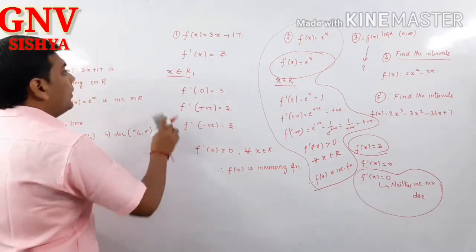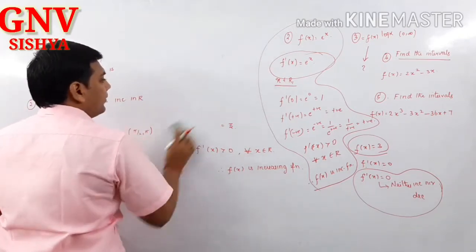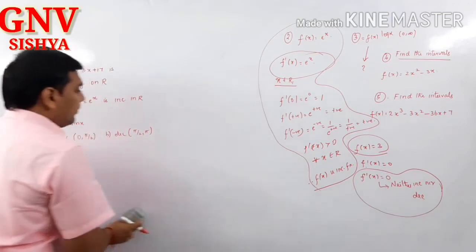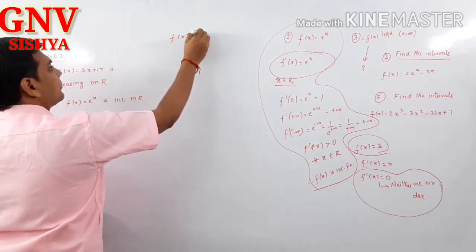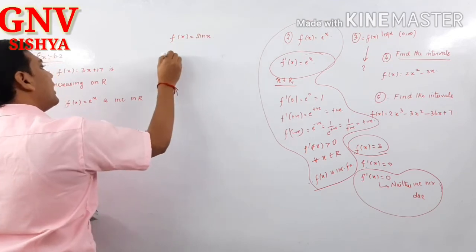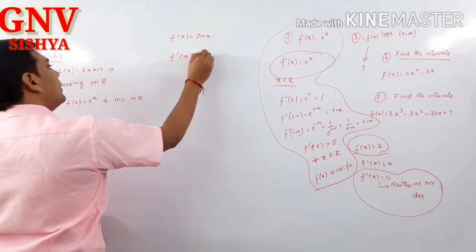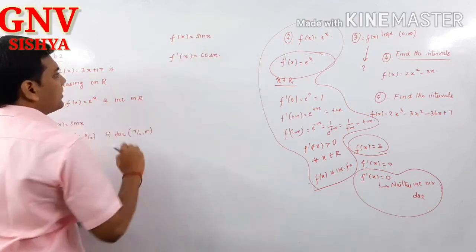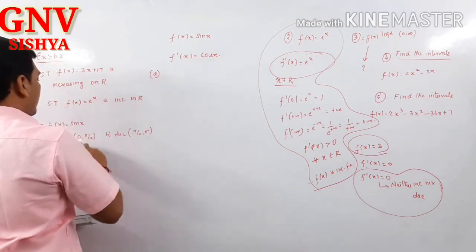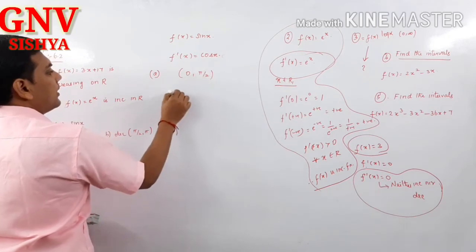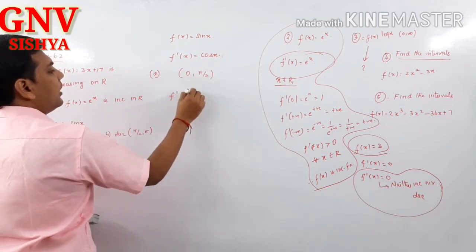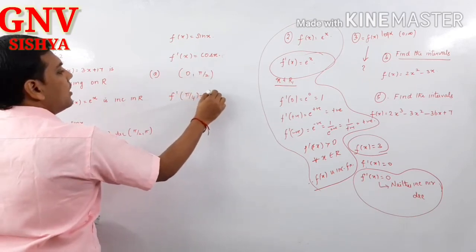Now let me go with question number 3. Question number 3 is very simple already. f of x they have given as sin x. Correct? What is f dash of x? f dash of x is equal to cos x, the differentiation of sin x. Now they have given the interval separately and they are asking us to prove 0 to pi by 2. Just now I proved it, right? So what is f dash of any value you take in between, say pi by 4, I will take cos pi by 4.